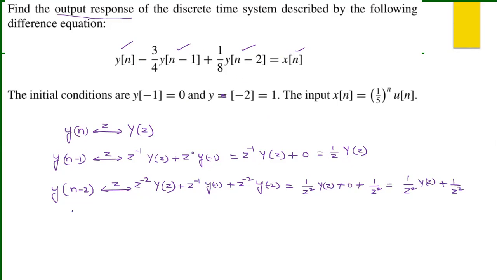What is x of n? X of n z transform is x of z. First you write all these, then you substitute in that. Again you write here, what is the question given? Y of n minus 3 by 4 y of n minus 1 plus 1 by 8 y of n minus 2 is equal to x of n.